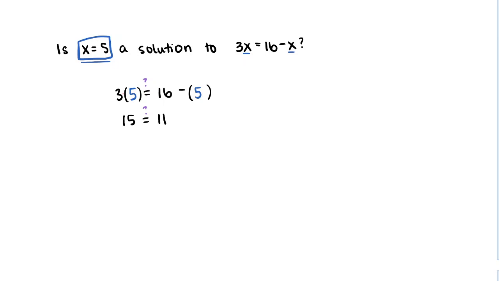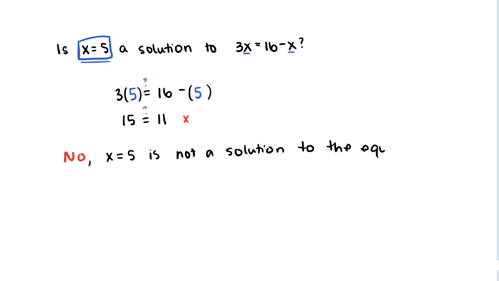And so 15 is not equal to 11. This is not true. And so here, what that's really telling us is that, no, and maybe it's a good idea to write the conclusion to your result. So no, x equal to 5 is not a solution to the equation. But here I definitely encourage you to plug in x equal to 4 into this example, and you'll see that that truly is a solution. The left side does come out to the exact same value as the right side.